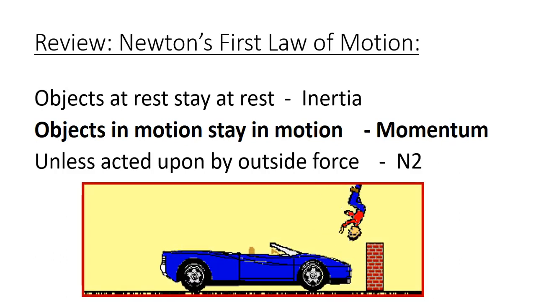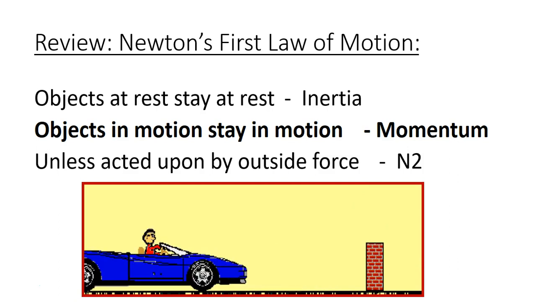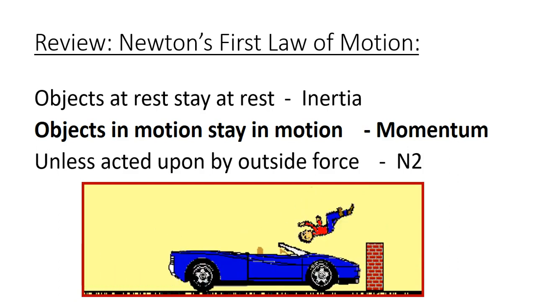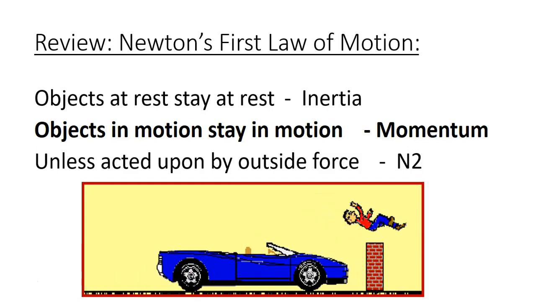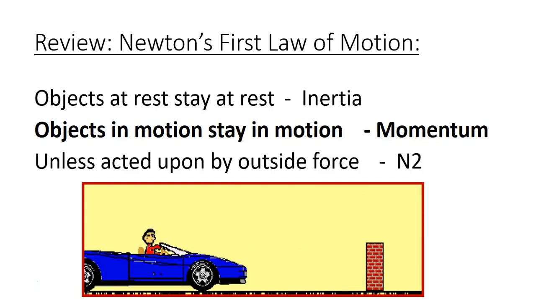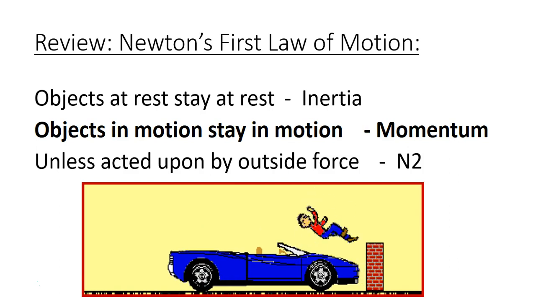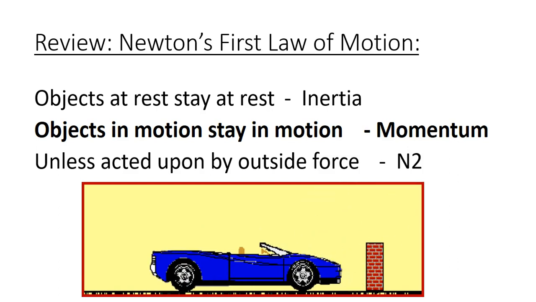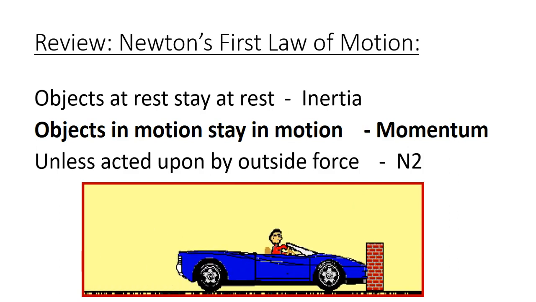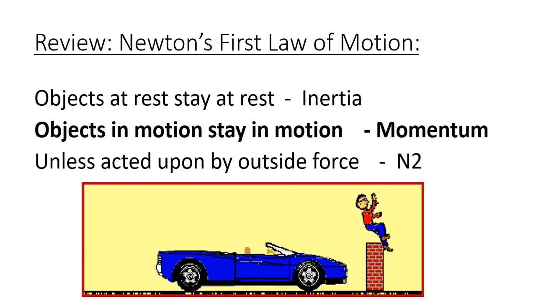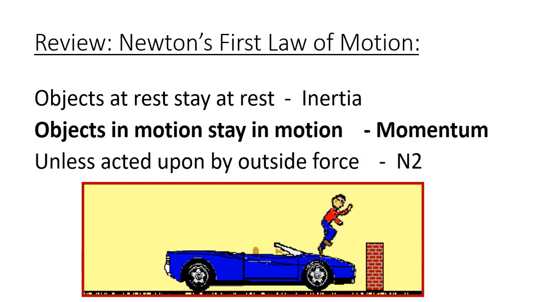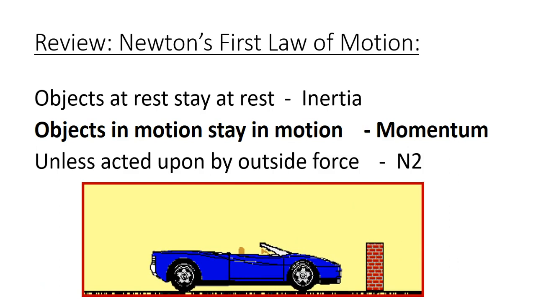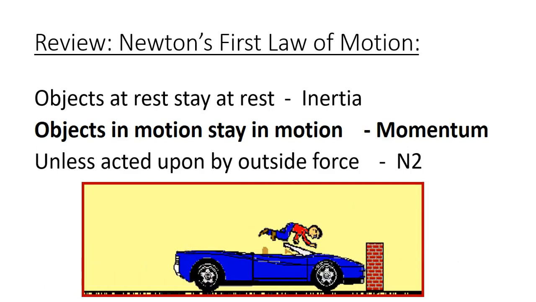Coming back to Newton's first law of motion, objects at rest stay at rest. Objects have this thing called inertia. They want to keep doing what they're doing. I like to think of momentum as the part of Newton's laws that talks about objects in motion staying in motion. Momentum is kind of like a moving inertia. It wants to stay moving as it was previously doing. And then, just to be complete, the third part of Newton's law, unless acted upon by an outside force, is basically a segue into Newton's second law. Initially, we're looking at this part here.